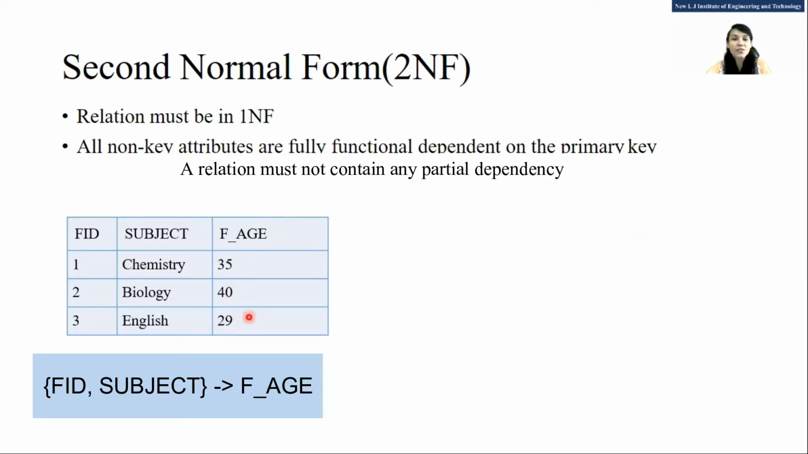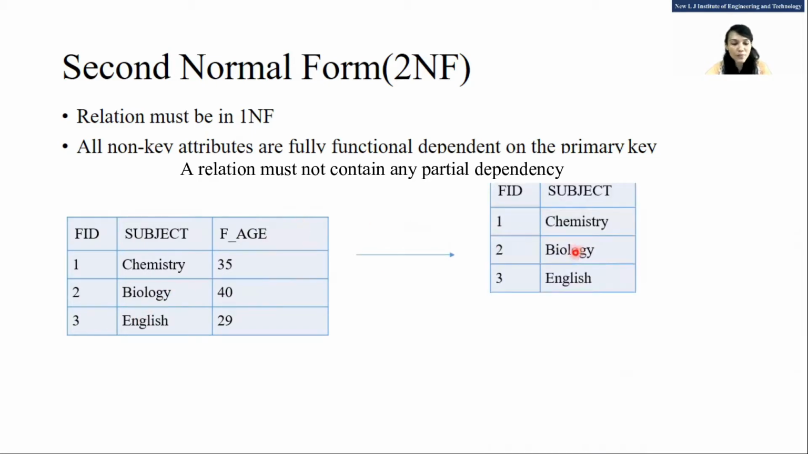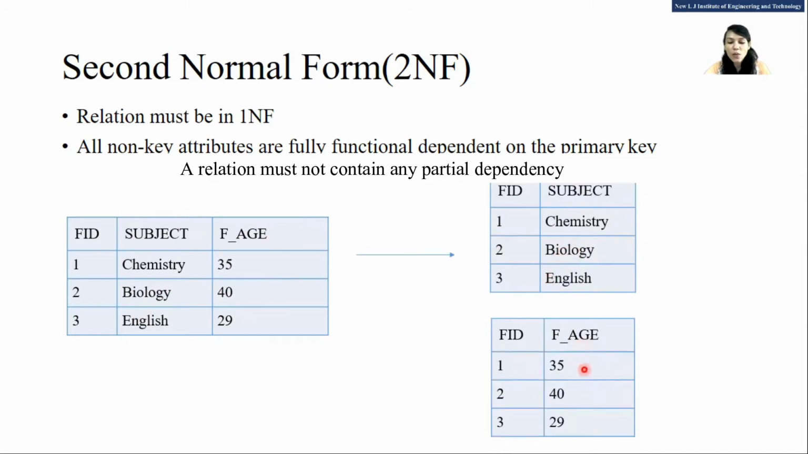So in that case, if I want full functional dependency for this table, what I have to do is decompose this table. So now I will decompose this table into faculty ID, subject and faculty ID, age. Now I can say that in FID and F age, in the second table I have the non-key attribute F age, which is completely or fully dependent on the FID. So I just remove the subject and make two tables from this single table. This is how we get the second normal form.